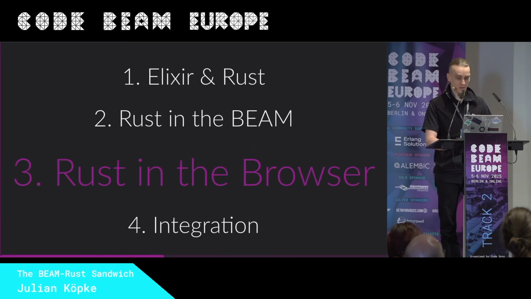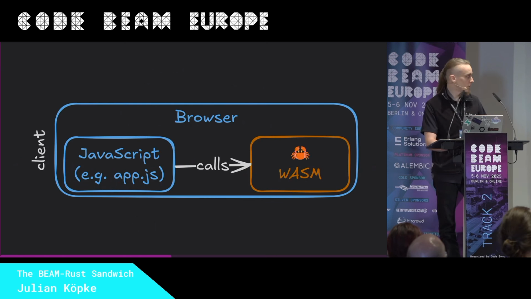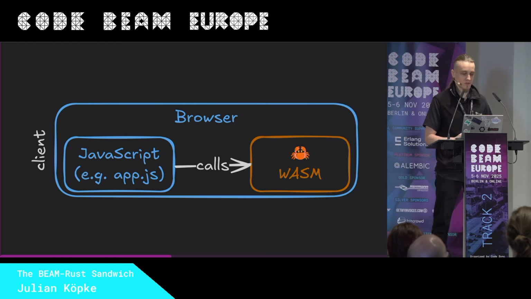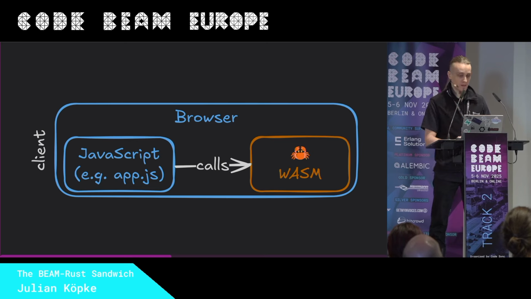Let's look at Rust in the browser next. This is the harder part. So let's look at a little overview. We have our browser. In our browser, in a Phoenix LiveView application, you have your JavaScript with the LiveView client running. And what we want to do from there is call a WebAssembly module, which we will also deliver to the browser. And this module we want to implement in Rust.